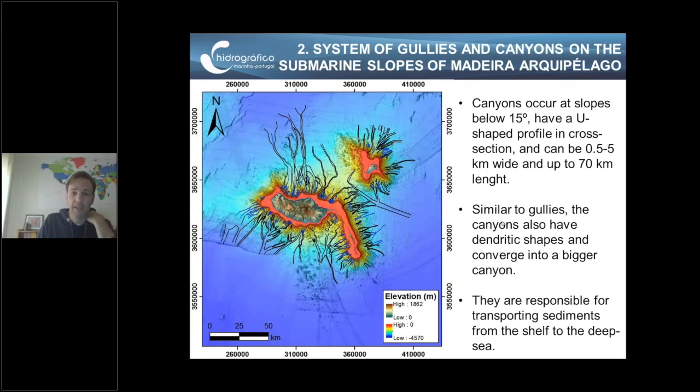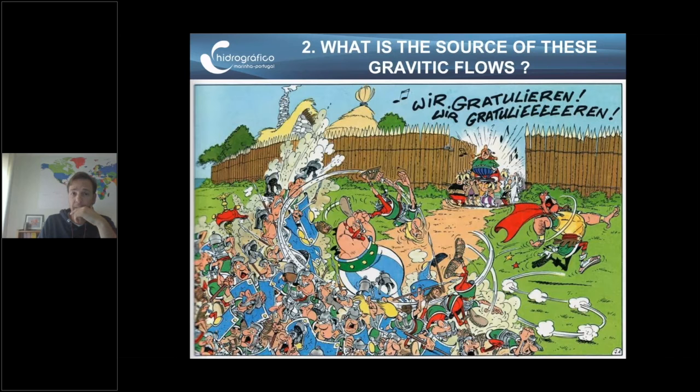Well, similar to gullies, the canyons also have dendritic shapes, as you can see here, that converge into a bigger canyon. And both the gullies and the canyons are responsible for transporting sediments from the shelf to the deep sea. So the idea here was: what are the sources of these gravity flows in the canyons, and which process is triggering these gravity flows?